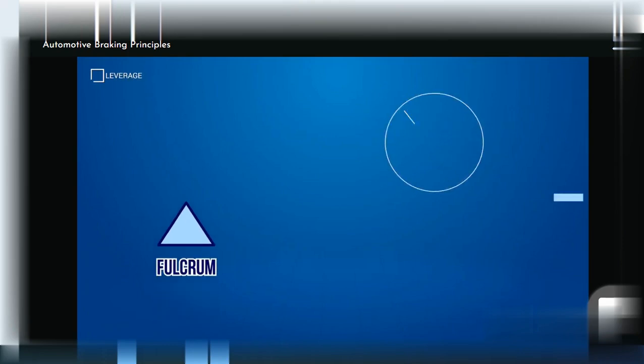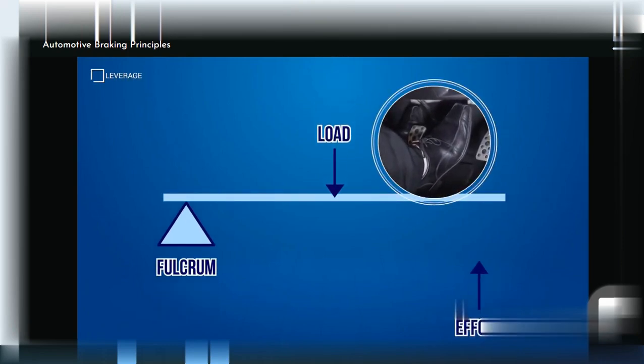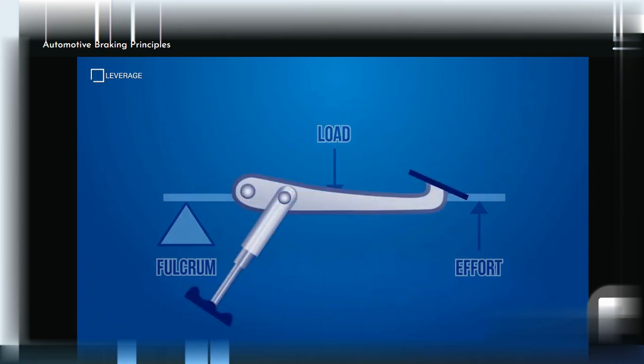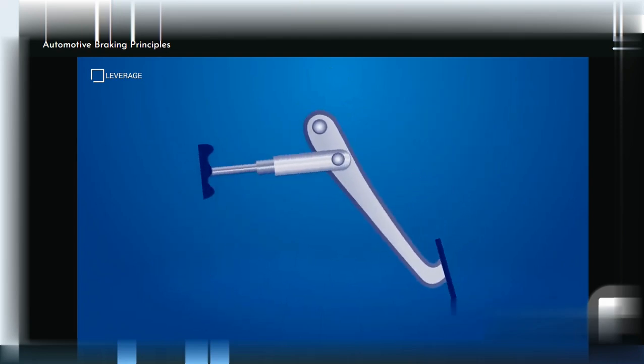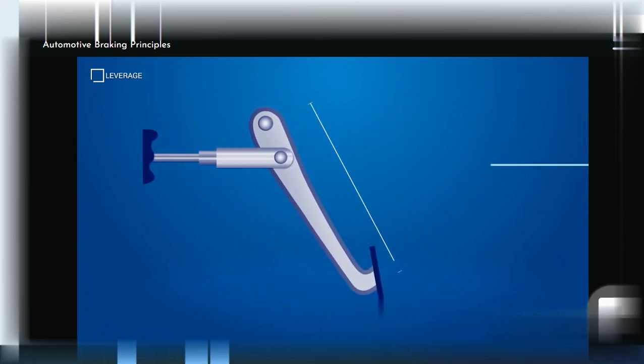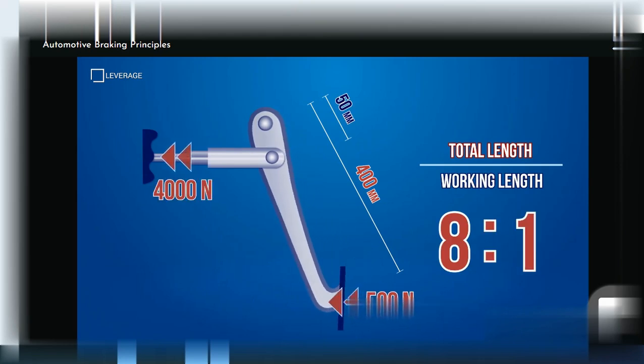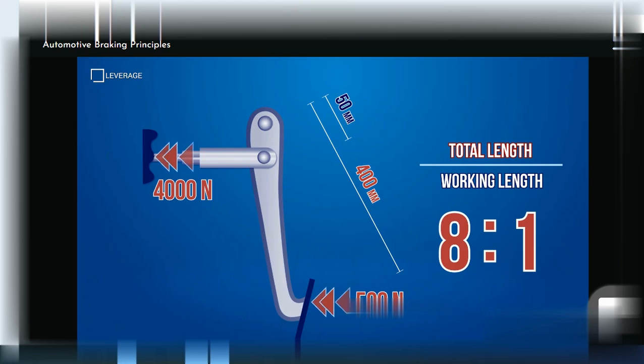A brake pedal uses mechanical leverage to multiply the driver's effort, or applied force, to the load. A brake pedal is a second-order lever. We can calculate the force multiplication by dividing the total length of the lever by its working length. This example gives us a multiplication ratio of about 8 to 1. This equates to a mechanical force of 4,000 newtons now applied to the load.